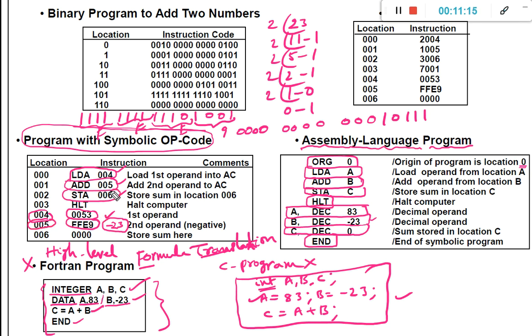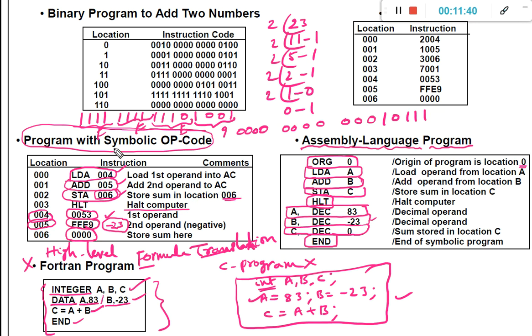And in 006, initially we are going to store the 0 value. After the sum has been derived, then we are going to store the sum. Store sum in location 006. And then halt computer, that is stop executing that particular program because the result has been obtained.